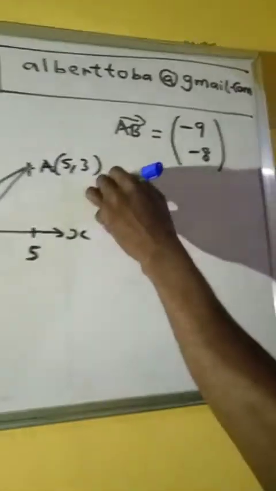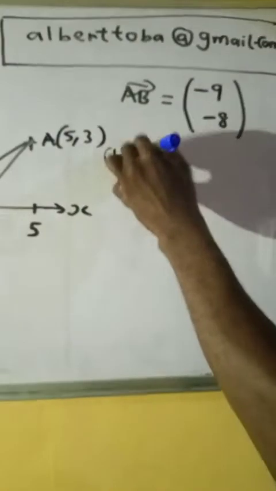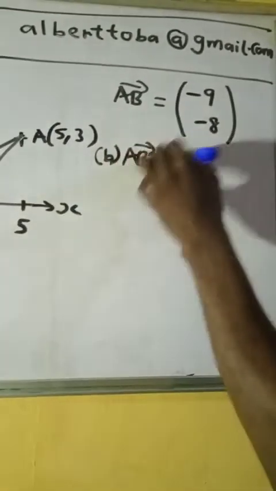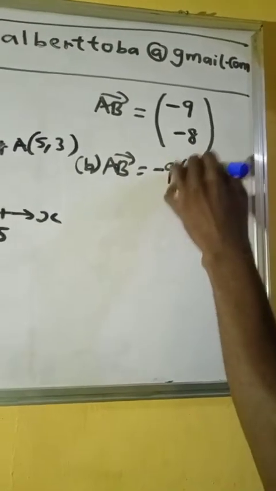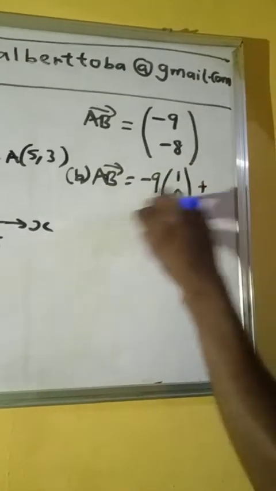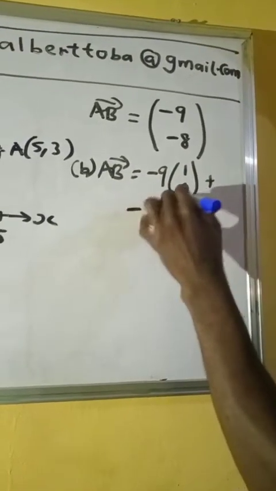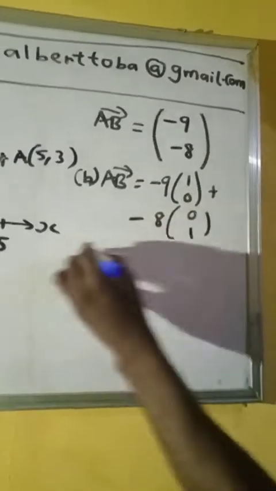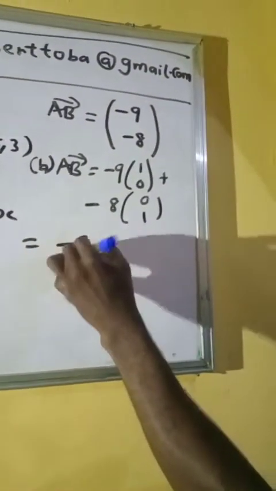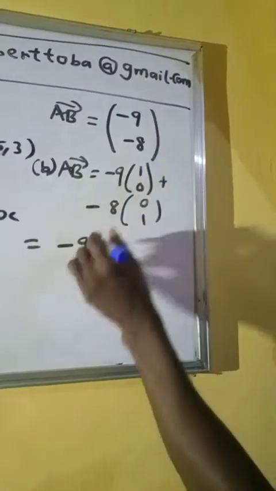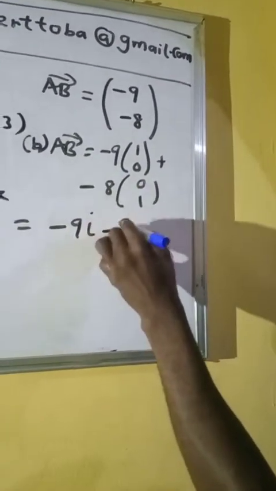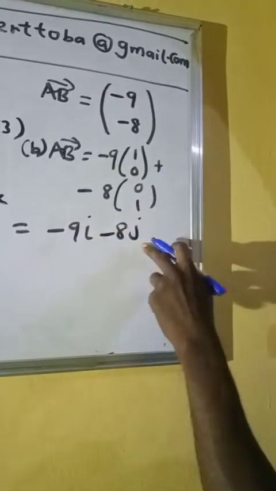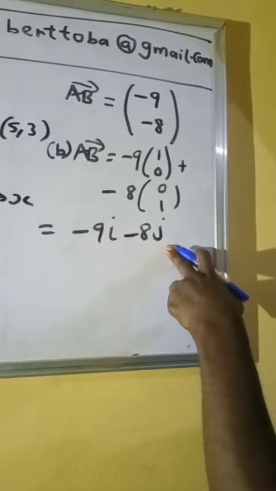As a component vector, we have it as -9 times (1, 0) plus -8 times (0, 1). (1, 0) is your unit vector i along the x-axis, and (0, 1) is j, the unit vector along the y-axis. So AB is -9i minus 8j.